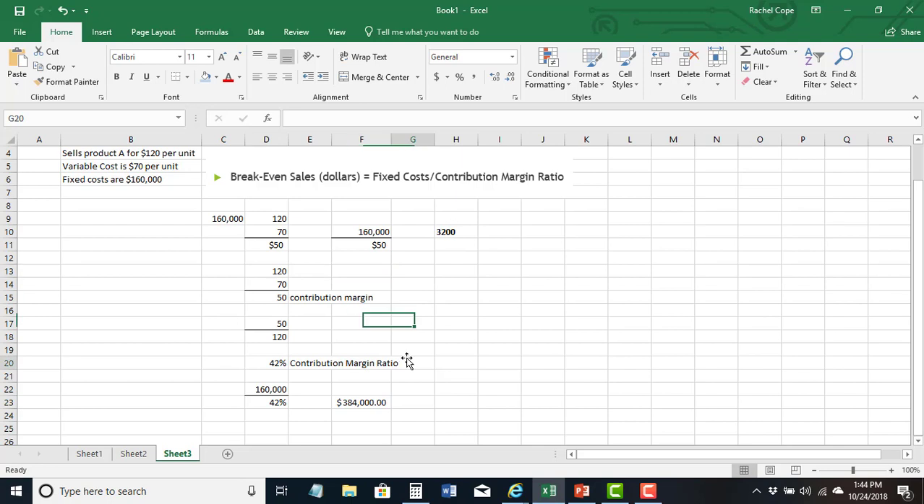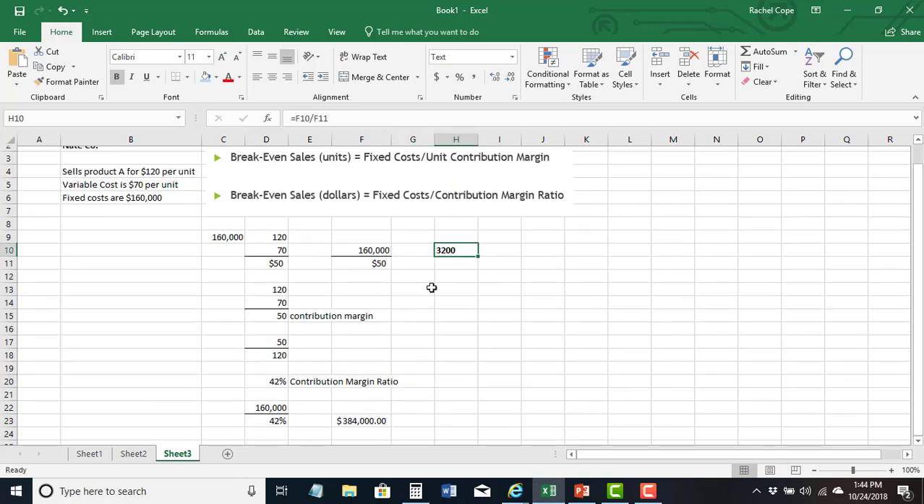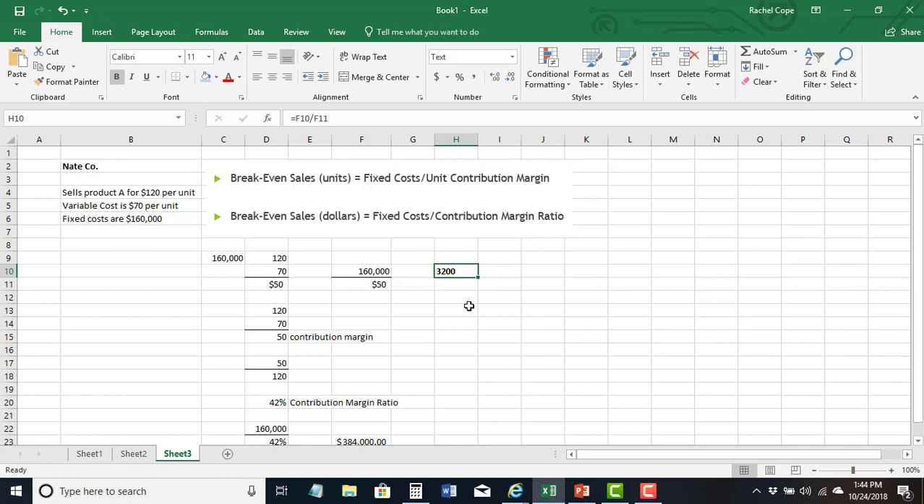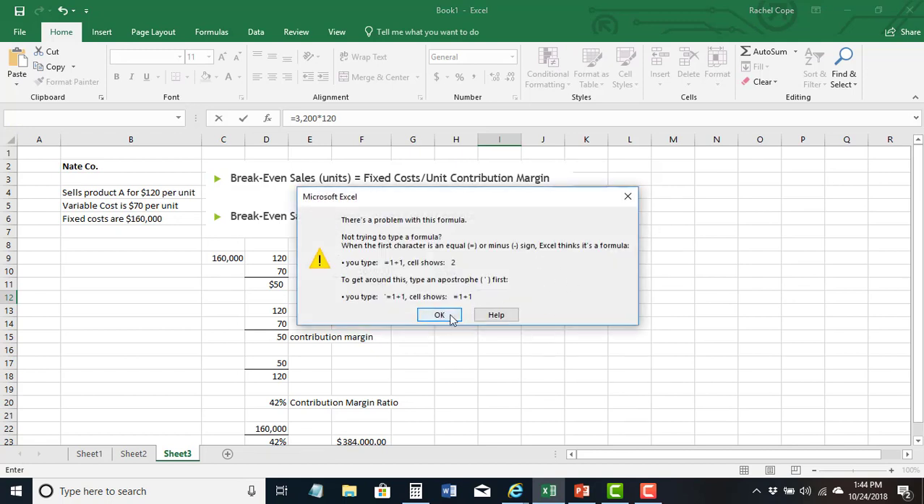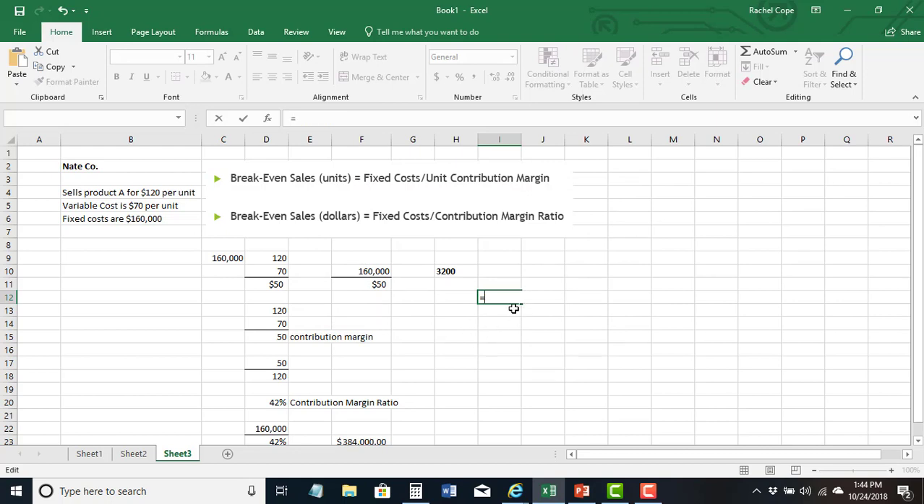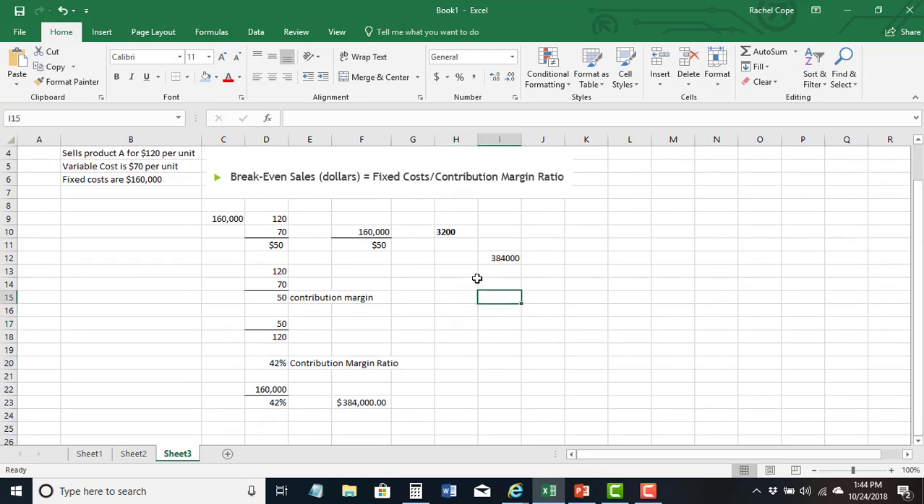Another way of doing that: up here we said we had to sell 3,200 units to break even. Well, 3,200 units times how much did we say each unit was? 120 per unit. Oh, you gotta love Excel. 3,200 times $120 is $384,000. So it comes out the same whether you do it either way. It's just a different way of looking at it.